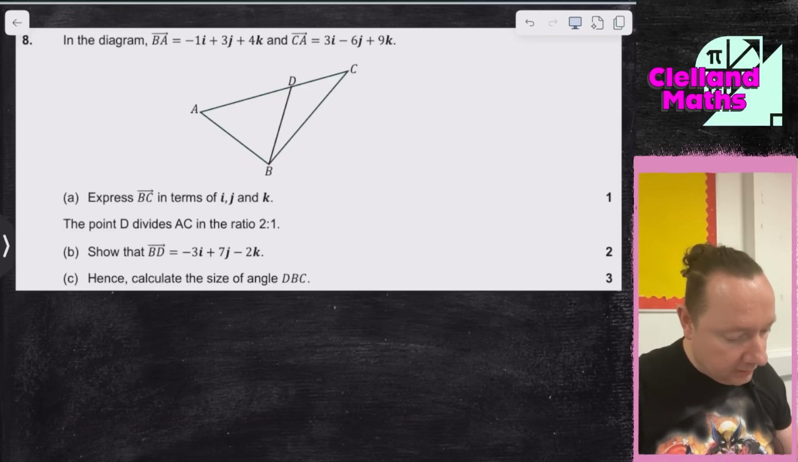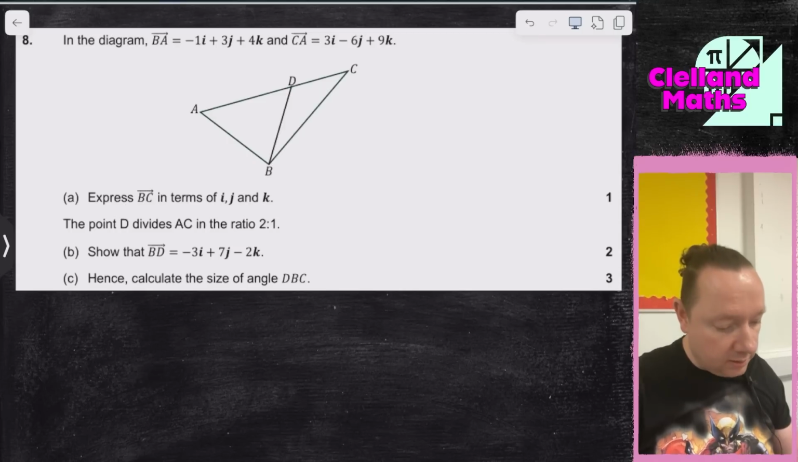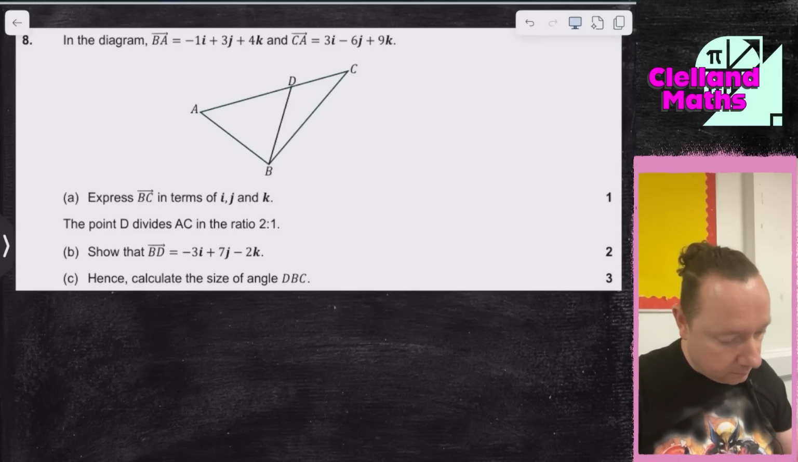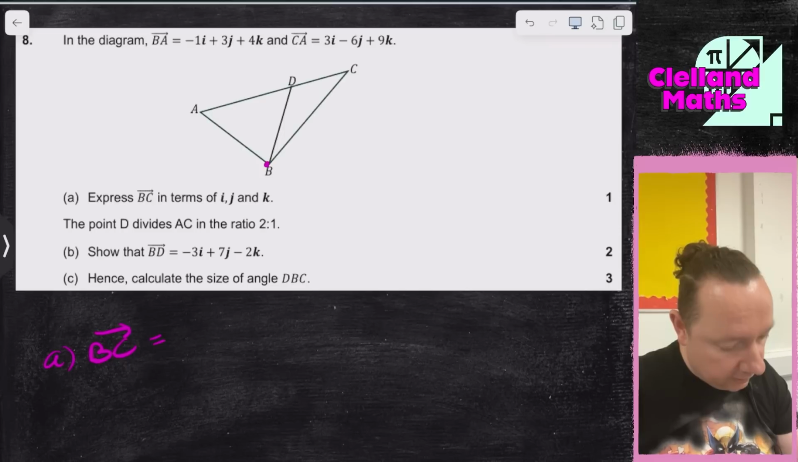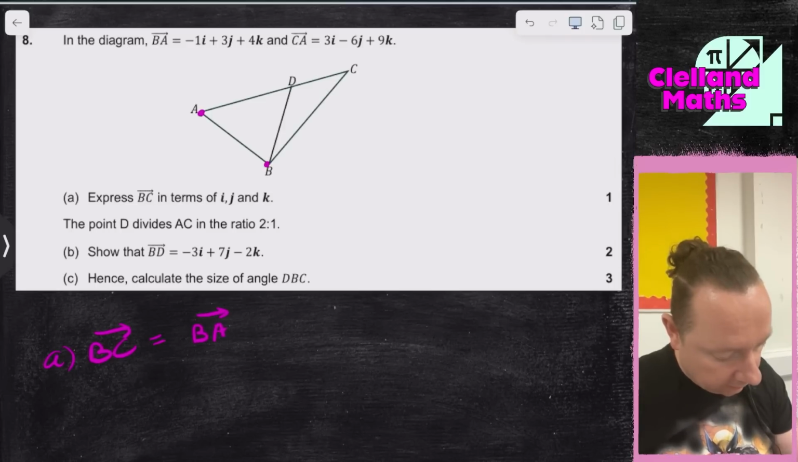In the diagram, B to A is minus i plus 3j plus 4k, and C to A is 3i minus 6j plus 9k. Find B to C in terms of ijk. So there's my B to C there. So I could go for part A, B to C. I can go from B to A, and then I can go from A to C.